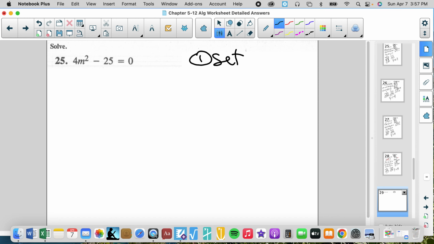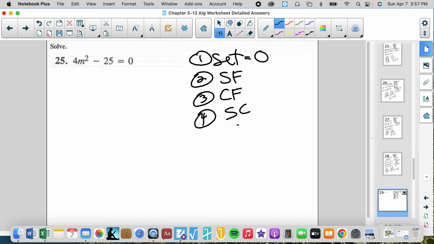Set equal to 0. Did you already recognize it? Can you recognize it when you see it? Have you done so many of these that all of a sudden the red flag goes up, so you're like, oh yes, I know what this is going to go to. Set equal to 0. Standard form. Common factor. Special case. Yes. Two terms. Both perfect squares. Subtraction. We're going to produce conjugates.